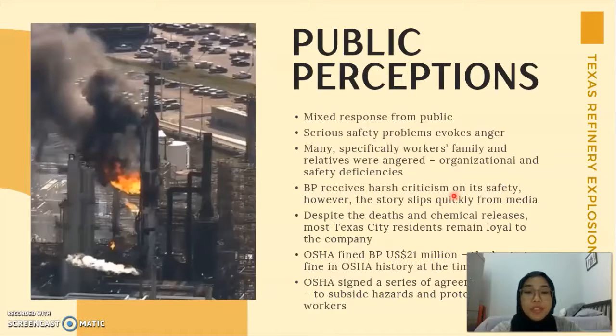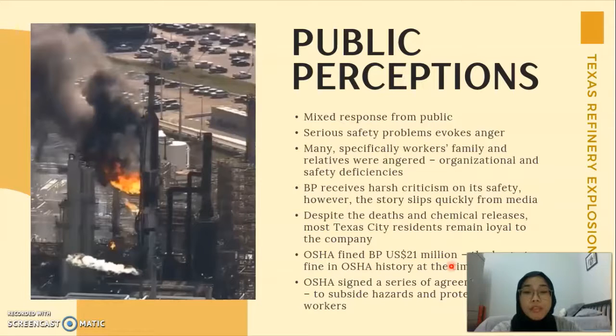At the time of the explosion, it was the third largest oil refinery in the US. When the blast occurred that day, around 43,000 people were told to shelter in place during the emergency. However, while the 2005 explosion created harsh criticism of BP's safety, the story of what happened there quickly slipped from the international media. This is because the impacts caused by the blast were largely confined to Texas City. Media coverage of the incident was only temporary. Despite the deaths and the chemical releases, most Texas City residents remained loyal to the company. This is because of the donations made by BP to the community center, parks, and local high school in the town through its refinery operation.